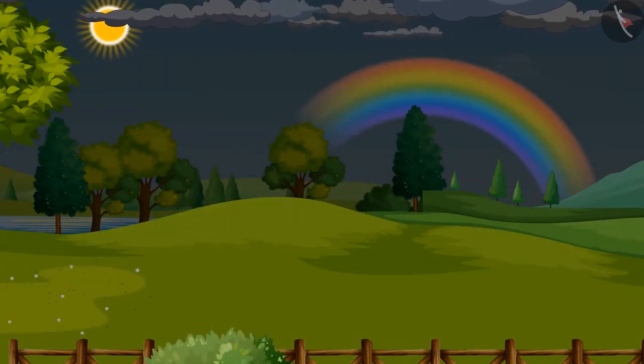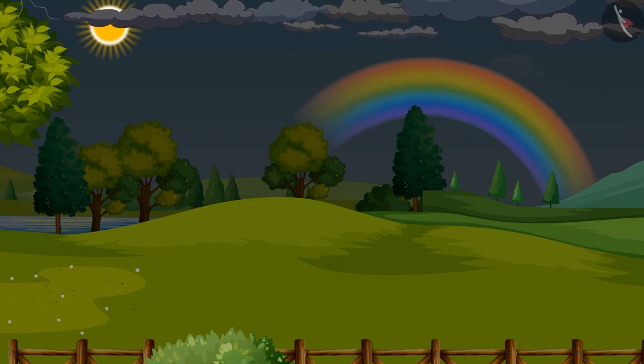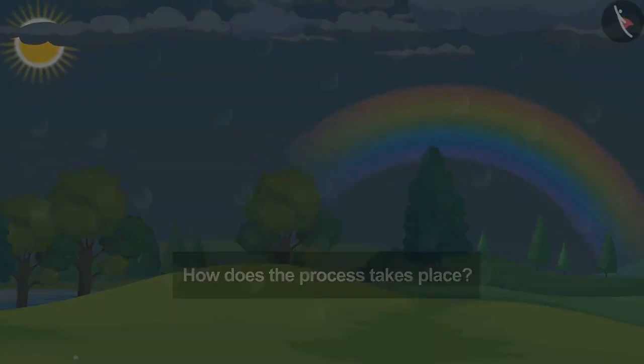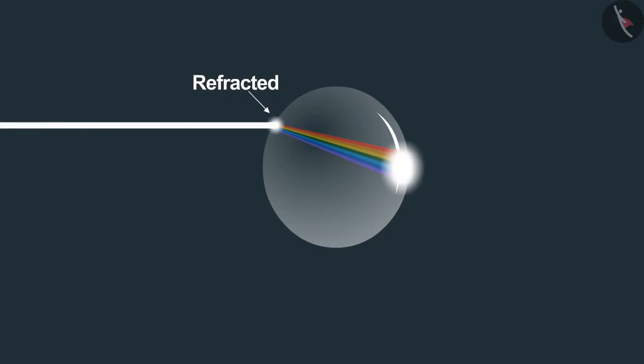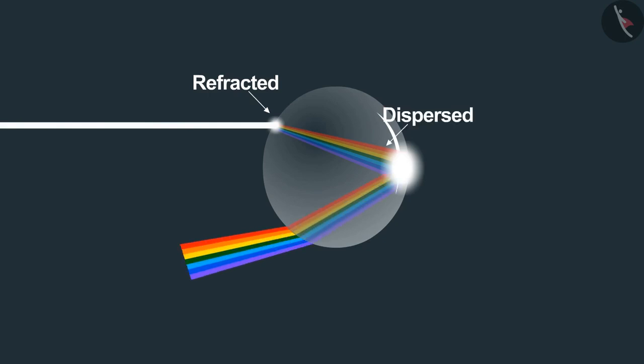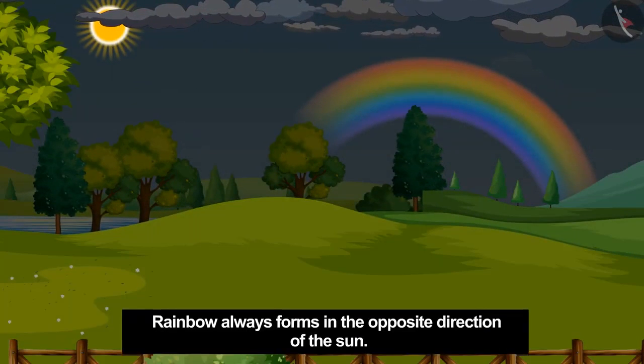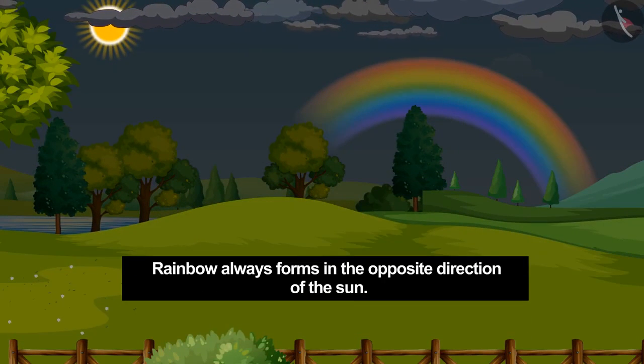So, is the reason for the formation of a rainbow also the dispersion of white light coming from the sun? Yes, but we do not see any prism. Then how does the process take place? After the rain, small drops of water are present in the atmosphere. Through these drops, the light gets refracted, dispersed into 7 colors, and then reflects internally and falls on our eyes, which is why we see the rainbow. It is to be kept in mind that the rainbow always forms in the opposite direction of the sun.